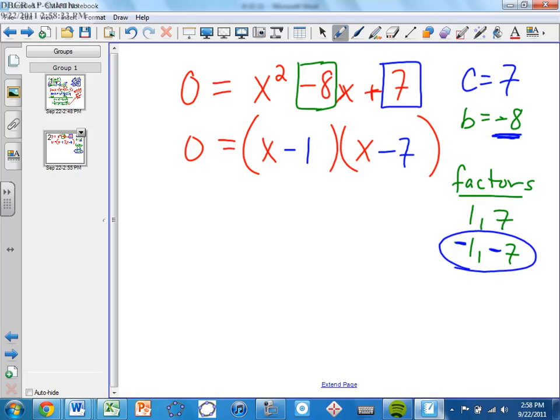Okay, you're in the right process, absolutely, but the numbers were a little off. X is 1, and the other X is 7. Okay, how come? 1 minus 1 is 0, and 7 minus 7 is 0. Very good, good way of thinking about it.